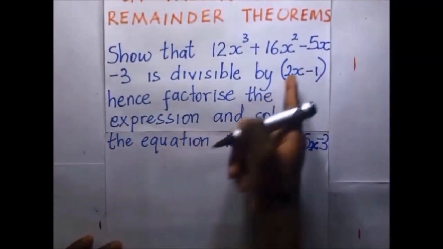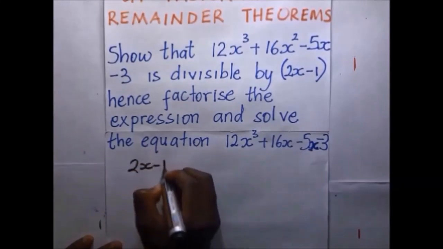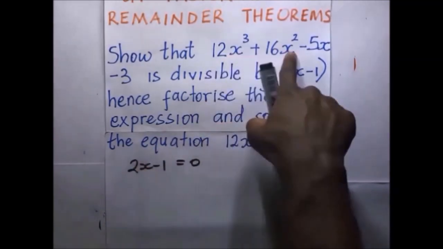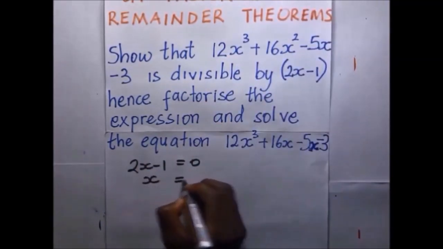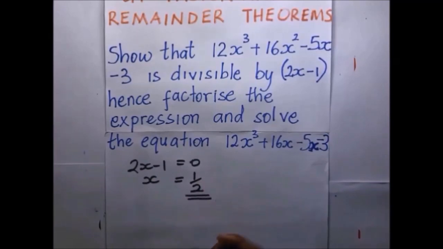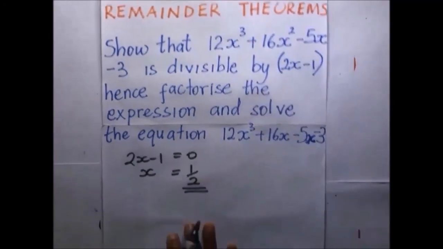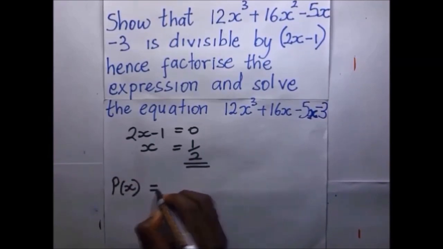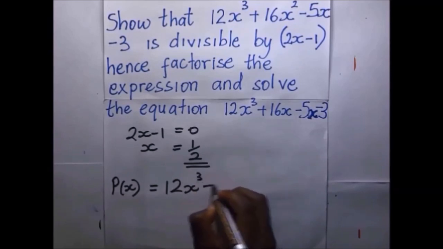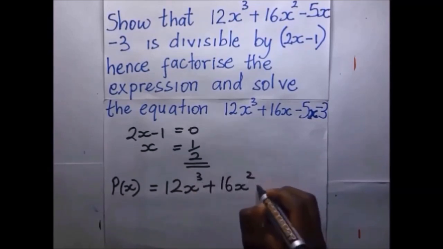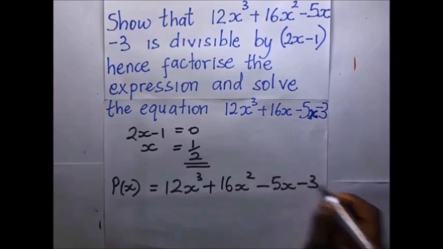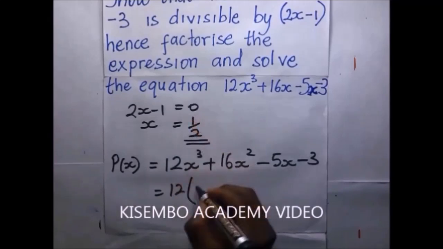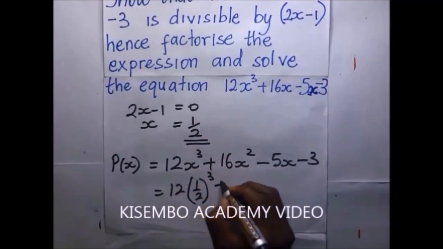So if this is to be divisible by that, then 2x minus 1 should be equal to 0. And to get the value of x that we are supposed to substitute into this polynomial, it will mean that x is going to be equal to a half. So we substitute a half in that. Our p of x, our polynomial, is equal to 12x cubed plus 16x squared minus 5x minus 3. So that's going to be equal to 12, substituting a half here, cubed plus 16.